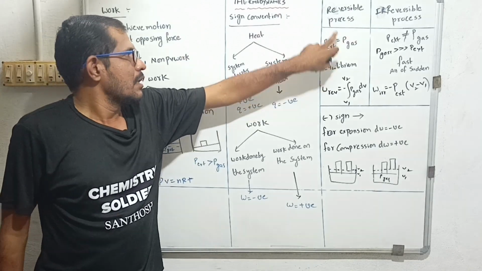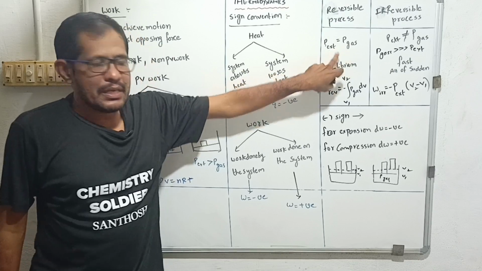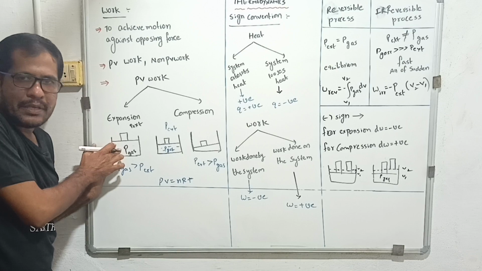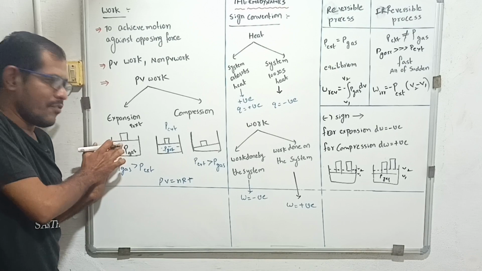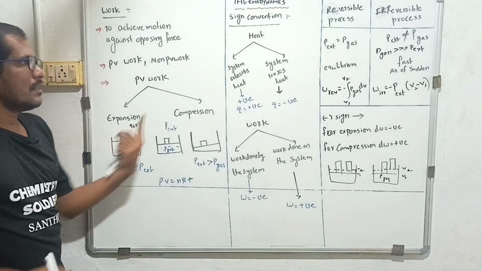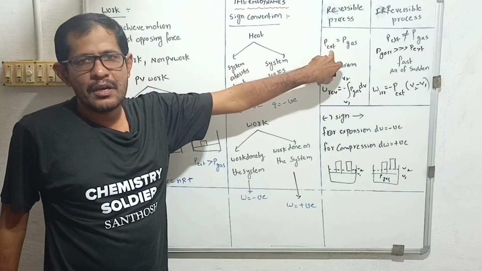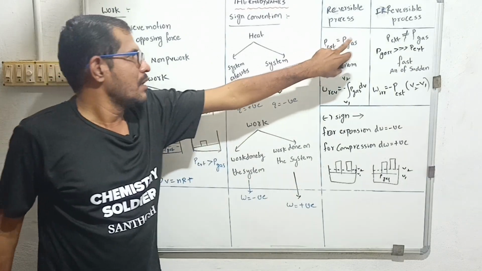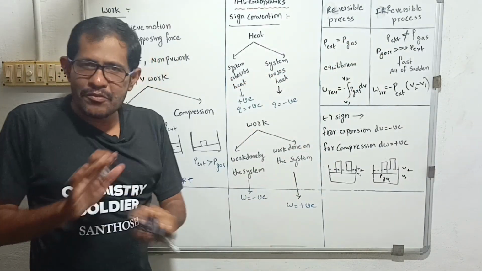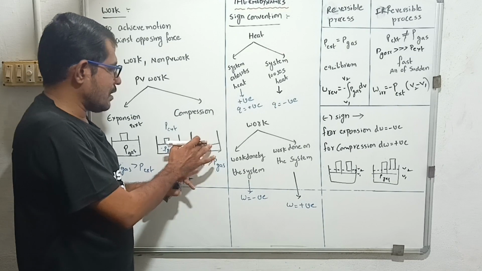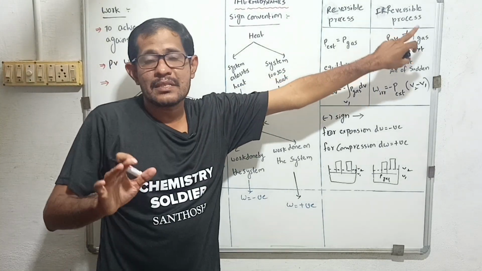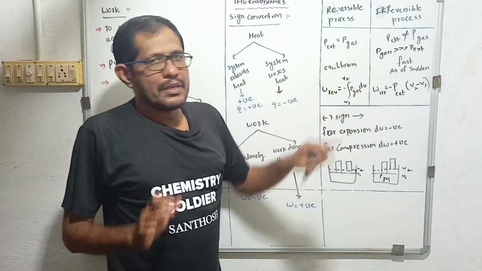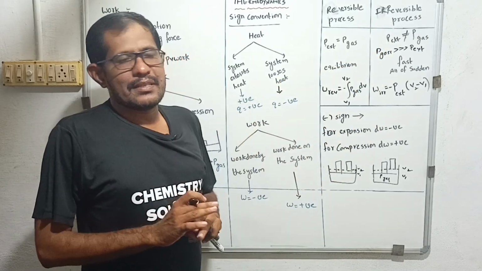What I am going to say is, in a reversible process, P external equals P gas, and inside, P gas follows the ideal gas equation. Since in a reversible process P external equals P gas, you can apply the ideal gas equation for P external also. For an irreversible process, P external is not equal to P gas, so for P external we can't write the ideal gas equation PV equals nRT.